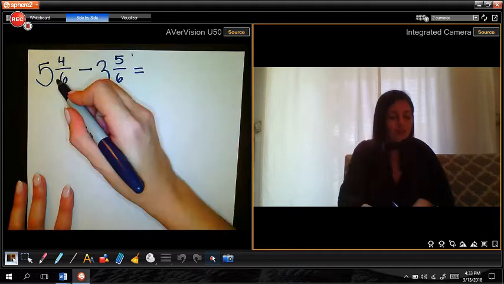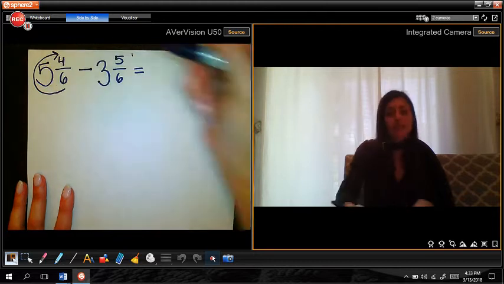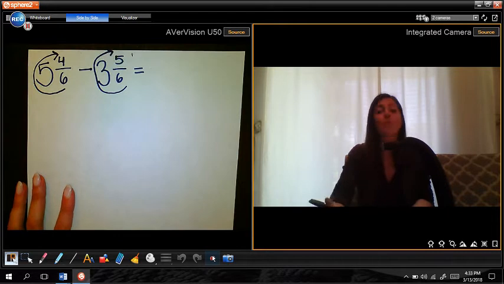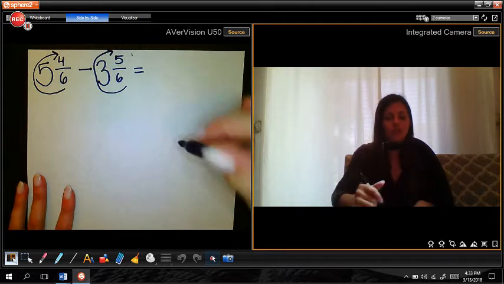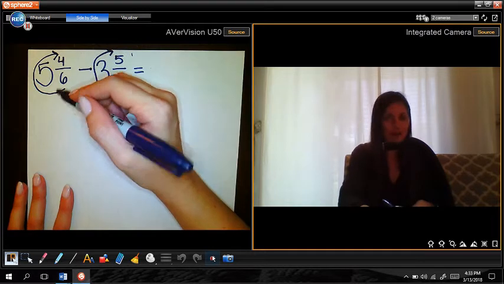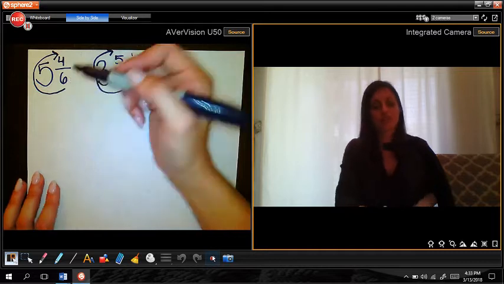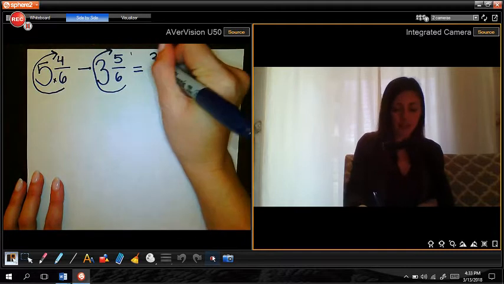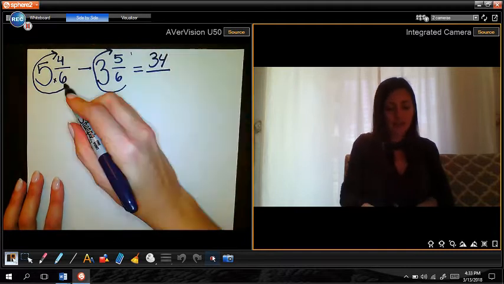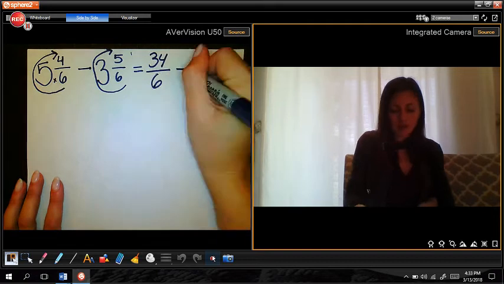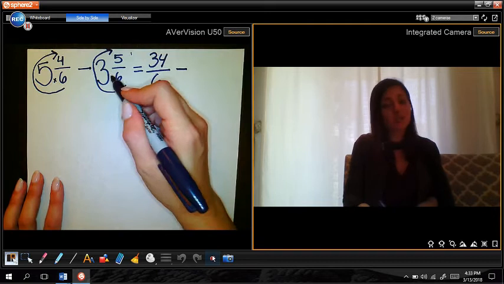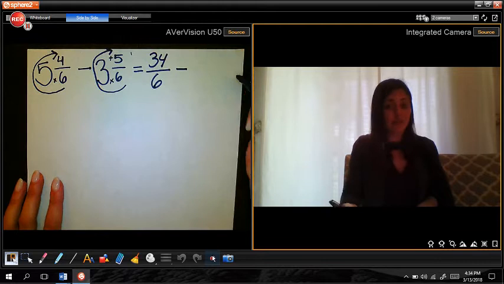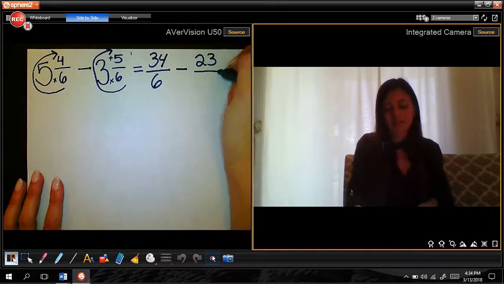So I'm going to turn 5 and 4/6 into an improper fraction. I'm also going to turn 3 and 5/6 into an improper fraction. Once I do that, then I can subtract easily. So I'm going to do my around the world, which we're rock stars at, to figure out those improper fractions. So 6 times 5 gives me 30, plus 4 gives me 34, and I keep my denominator of 6. And I'm subtracting from that 6 times 3, which is 18, plus 5, 18, 19, 20, 21, 22, 23. And I keep my denominator.